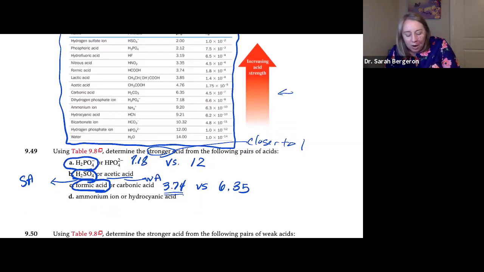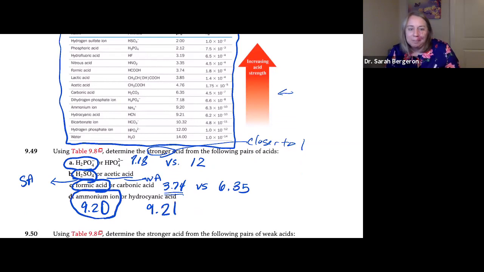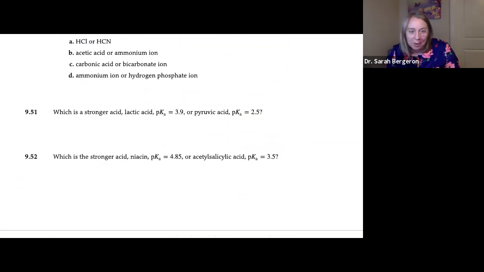Ammonium ion or hydrocyanic acid. So the ammonium ion is 9.21. Hydrocyanic acid is 9.2. I'm sorry, this one's 9.20, this one's 9.21. So pick the one closest to 1. That is our ammonium ion. Okay, so even though they're really close, you have to pick one.